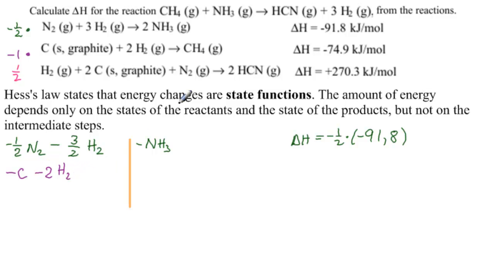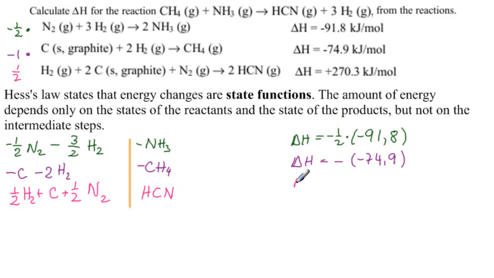Next one down, we have -C, -2H2 on this side, and on this side we have -CH4, and so of this reaction, the change in enthalpy is -74.9. And this one is 1/2, so 1/2 H2 plus 1/2 times 2, that would be 1C, plus 1/2 N2, and on this side we have HCN. And delta H now is 1/2 of 270.3.